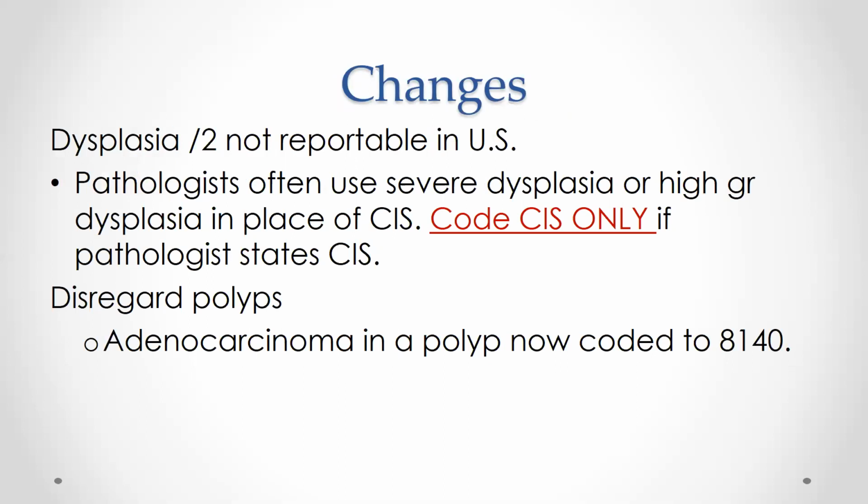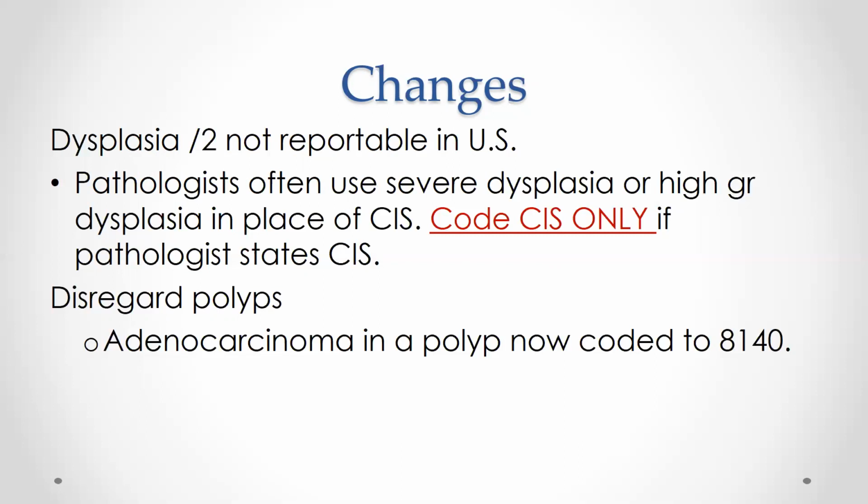Dysplasia or a /2 is not reportable in the US for colon cancer. A lot of times on the path report, pathologists will use the term severe dysplasia or high-grade dysplasia instead of stating carcinoma in situ. We are only coding carcinoma in situ and reporting that if the pathologist states a CIS. If they do not use the term CIS, it is not reportable.